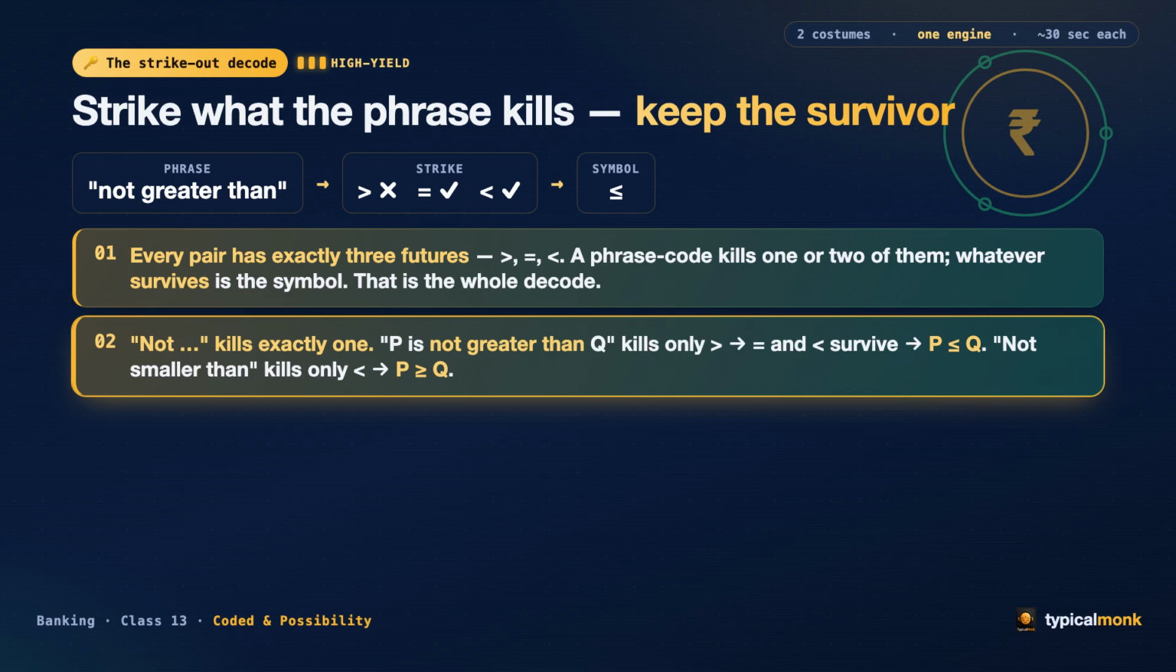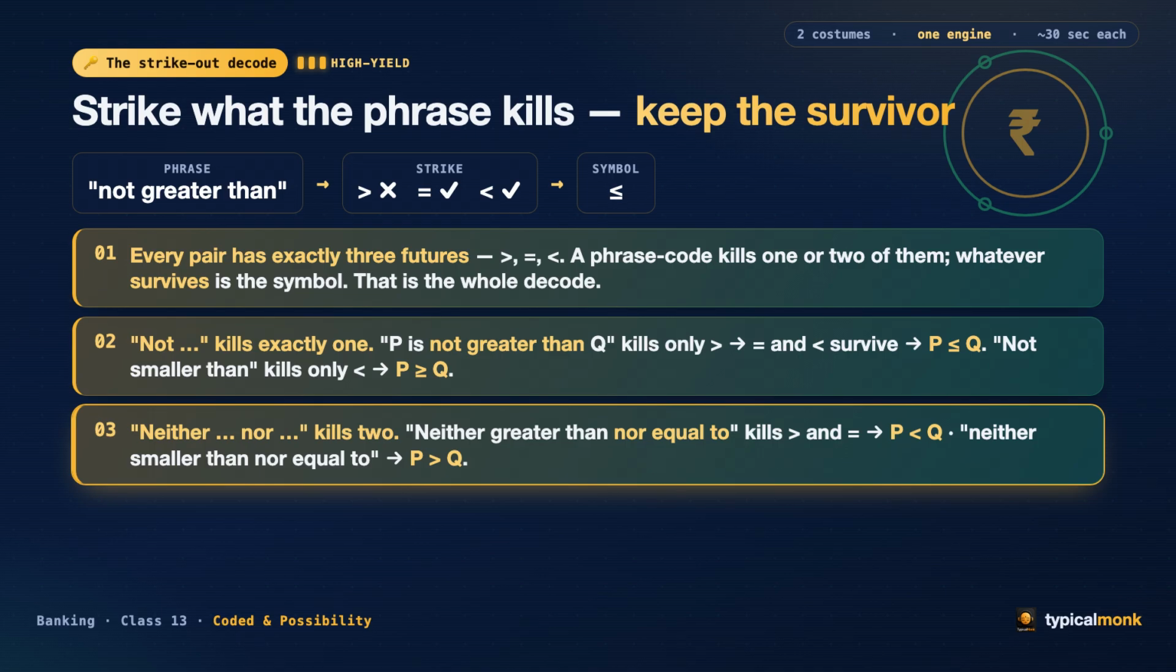2. Not kills exactly 1. P is not greater than Q, only greater than dies. Equal and less than survive. So P less than or equal to Q. And not smaller than, only less than dies. So P greater than or equal to Q. 3. Neither-nor kills 2. Neither greater than nor equal to. Both greater than and equal die. Less than remains. So P less than Q. And neither smaller than nor equal to. So P greater than Q.